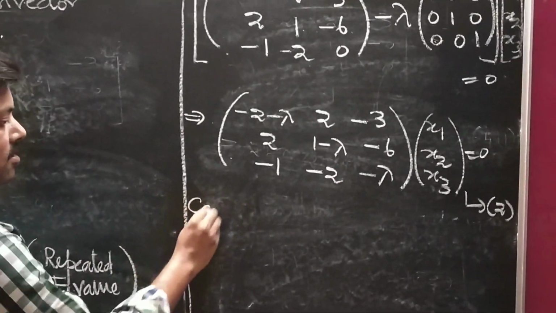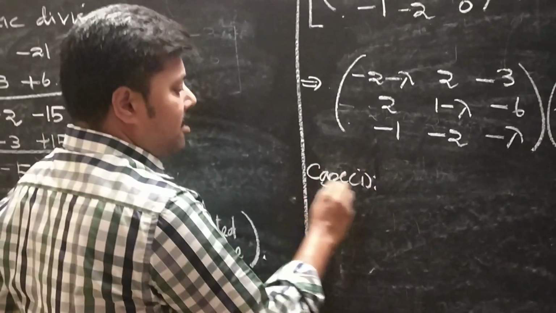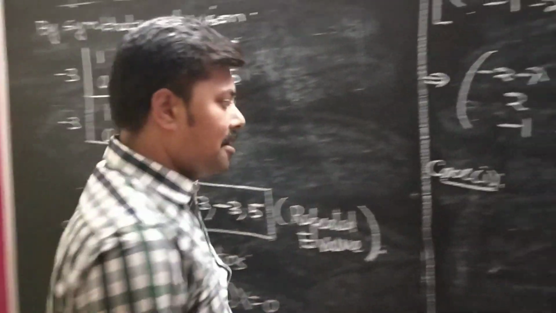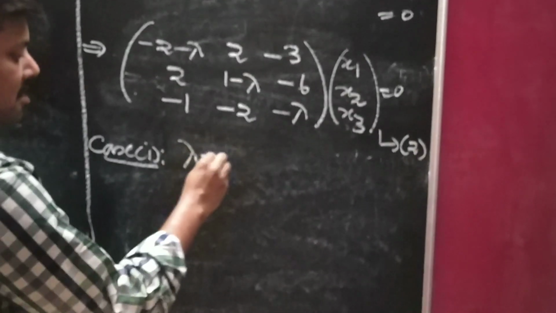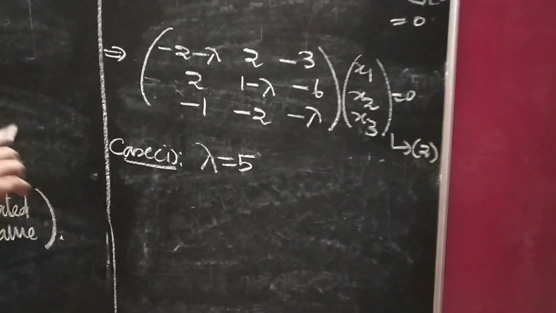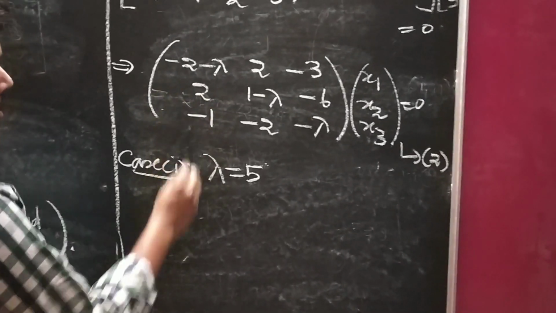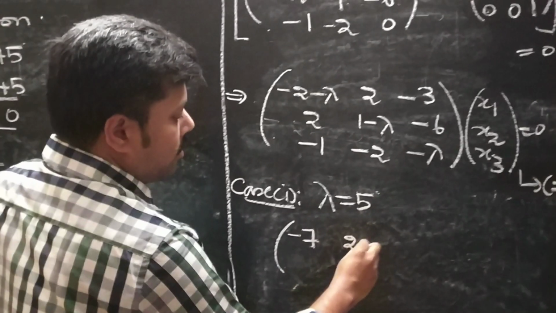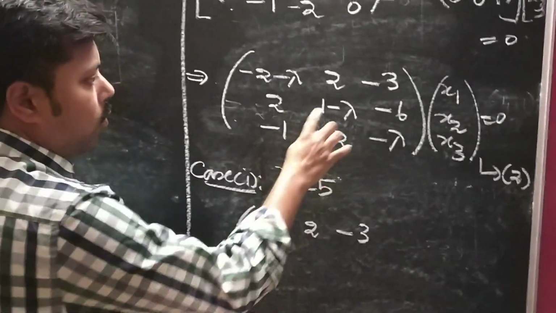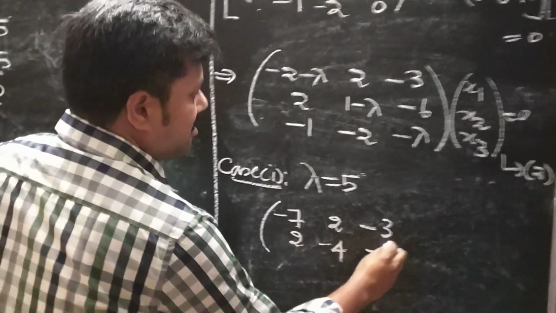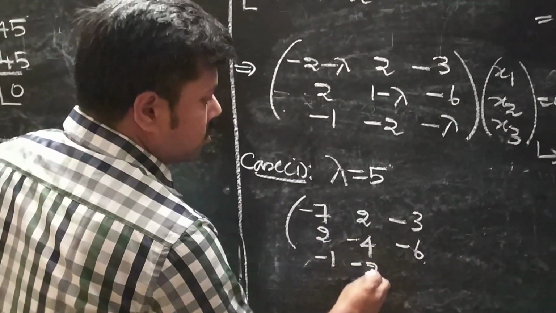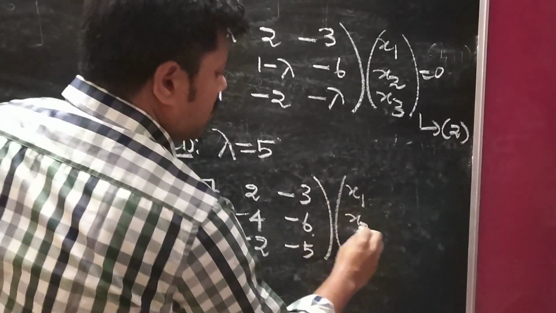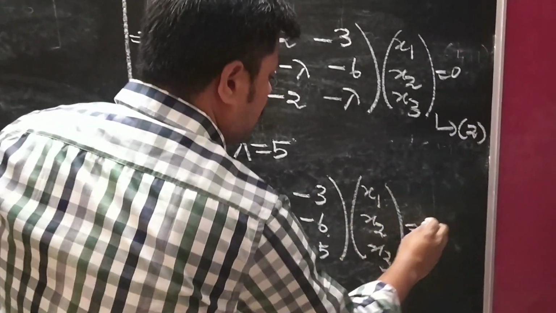So first case is, what are the eigenvalues? Lambda equal to minus 3, 5. So first we do for the non-repeated eigenvalue. That is case 1, lambda equal to 5. Substitute the value of lambda in equation 2. We get minus 2 minus 5 is minus 7, 2, minus 3, 2, 1 minus 5 is minus 4, minus 6, minus 1, minus 2, minus 5, into x1, x2, x3 equal to 0.